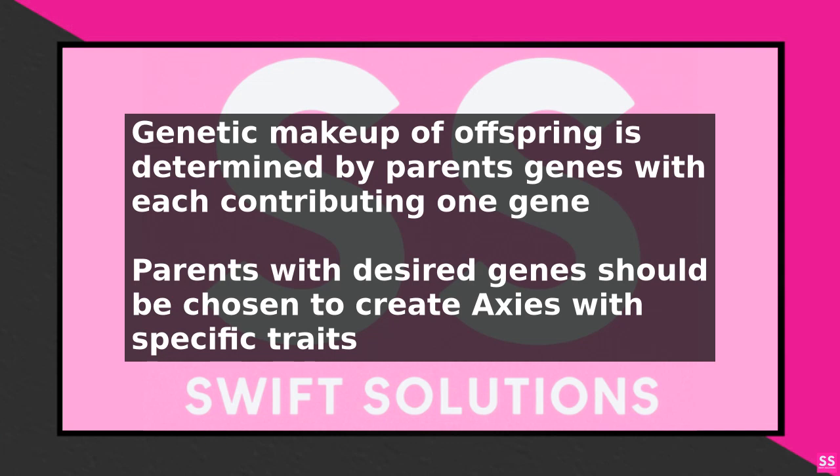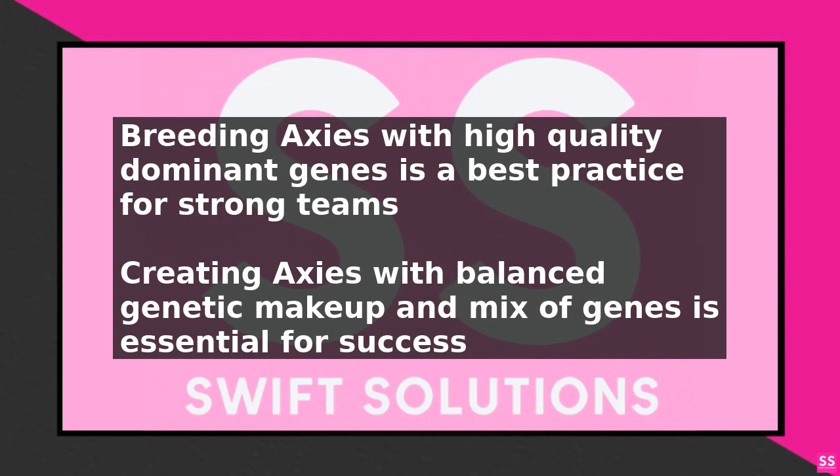Some genes may be hidden, meaning they are not expressed in the Axie's appearance, but they can still be passed on to offspring. To create a strong team, it's essential to understand how to breed Axies with the desired traits. One best practice is to focus on breeding Axies with high-quality dominant genes, as these will always be expressed. Additionally, you should aim to create Axies with a balanced genetic makeup, with a mix of dominant and recessive genes.